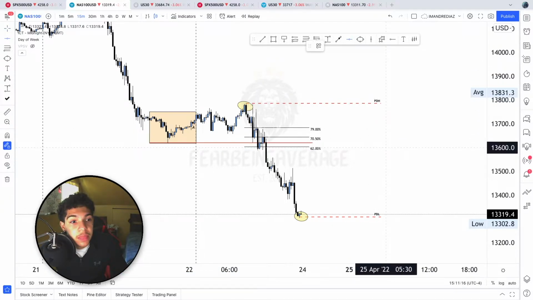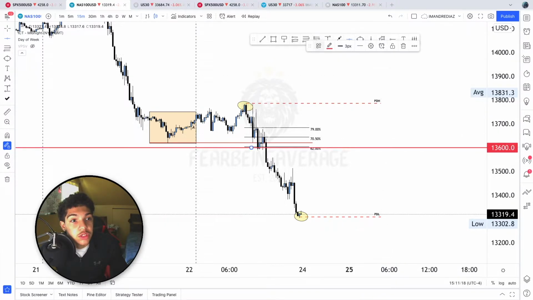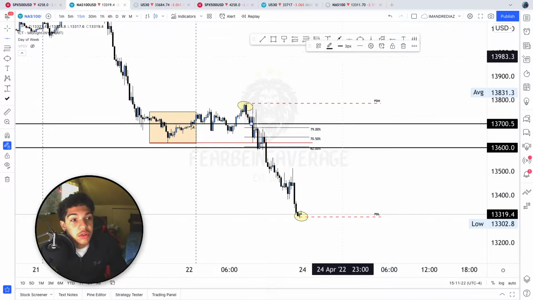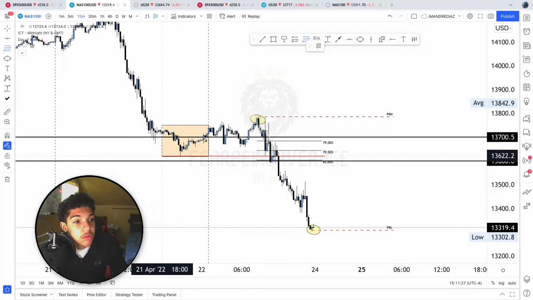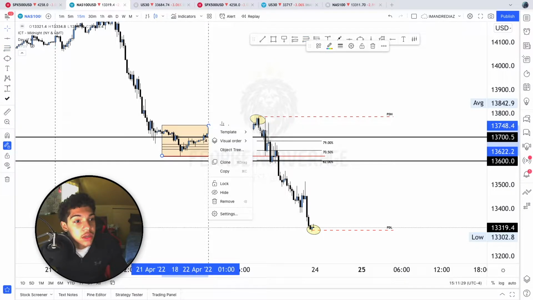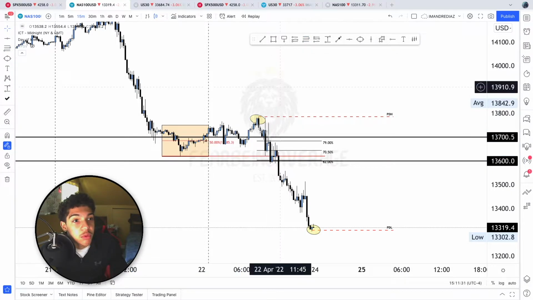We have 13,600 right in here, which is a big figure level. We got 13,700 right in here. So that's going to be the range in which we're anticipating price to potentially move to. I'm also going to grab the fib and get the 50% of the Asian range and try to get just a defined area where price could likely retrace into.